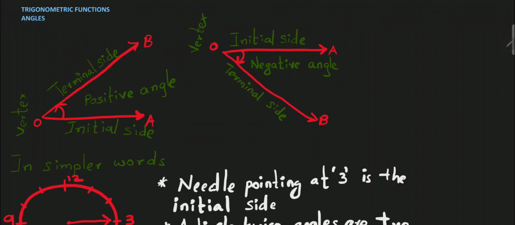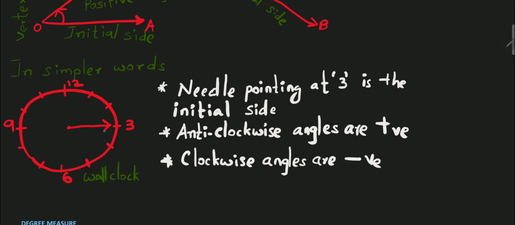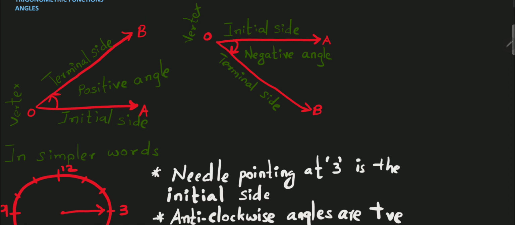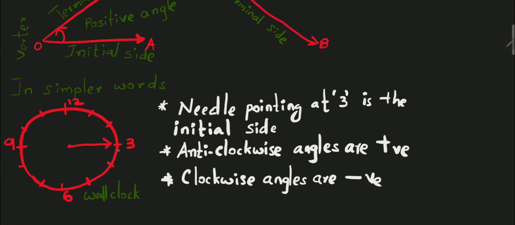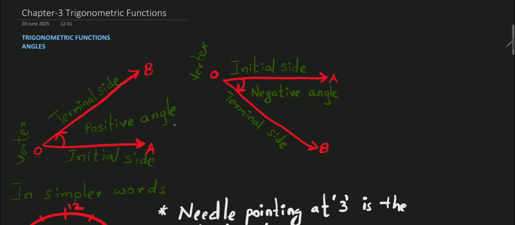Trigonometric functions. First we will see the angles. In simpler words, let's take a wall clock. If a needle is pointing at the 3 o'clock, then it is always considered that as the initial side, and any angle that is formed by moving towards anti-clockwise direction is called a positive angle. Similarly, any angle that is formed from that 3 o'clock position to clockwise direction is called a negative angle, and the line that is forming that angle is called the terminal side.